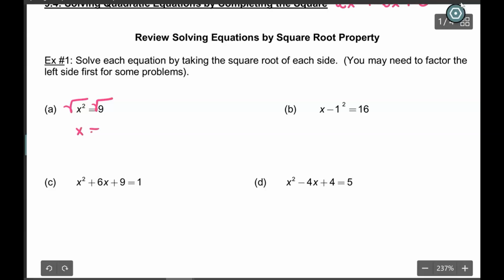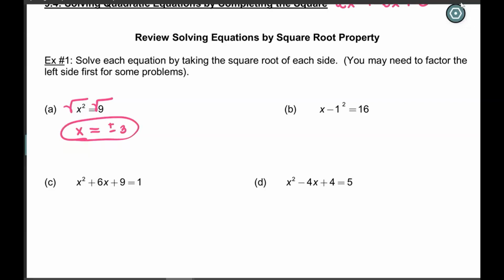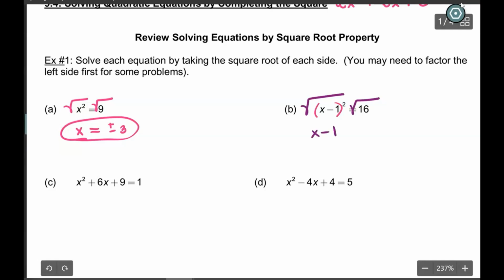Now you may recall, when I take the square root, we get positive 3 and we get negative 3, because we know if we square negative 3, it becomes a positive 9. So with these, unless it's the square root of 0, we're always going to have two answers. You have parentheses around here, so when we go to take the square root, we get x minus 1 equals positive or negative 16.